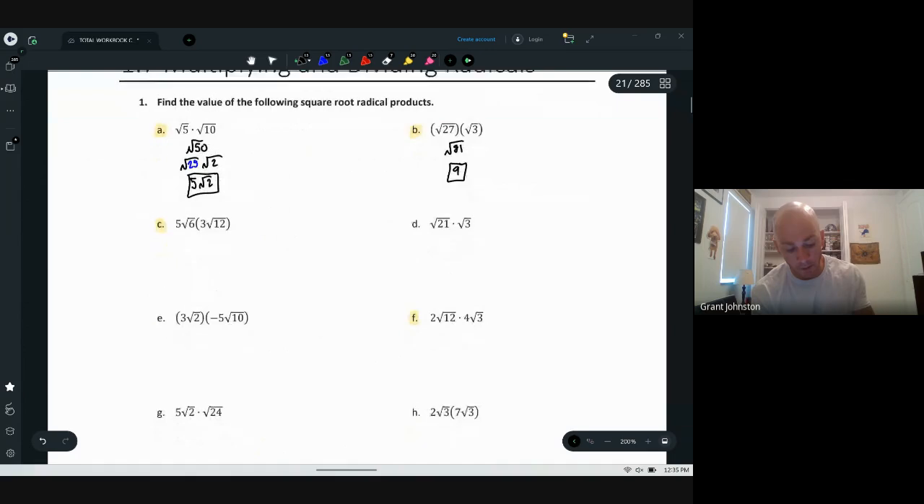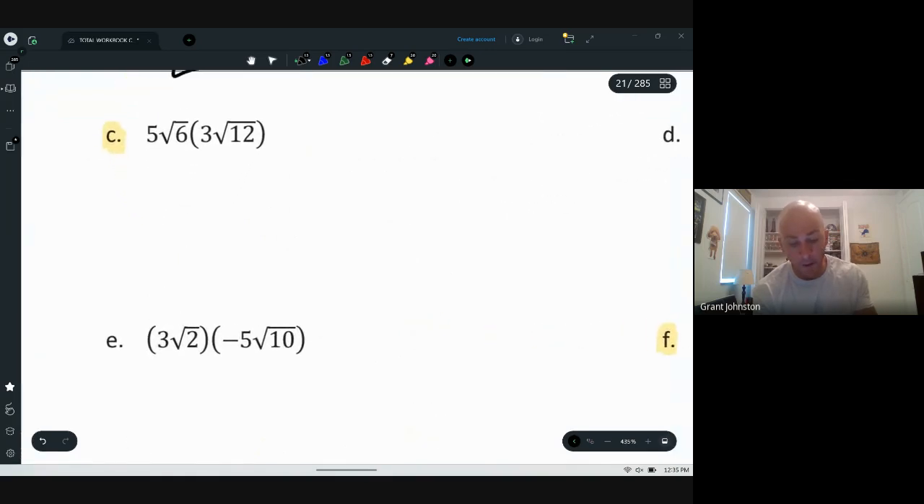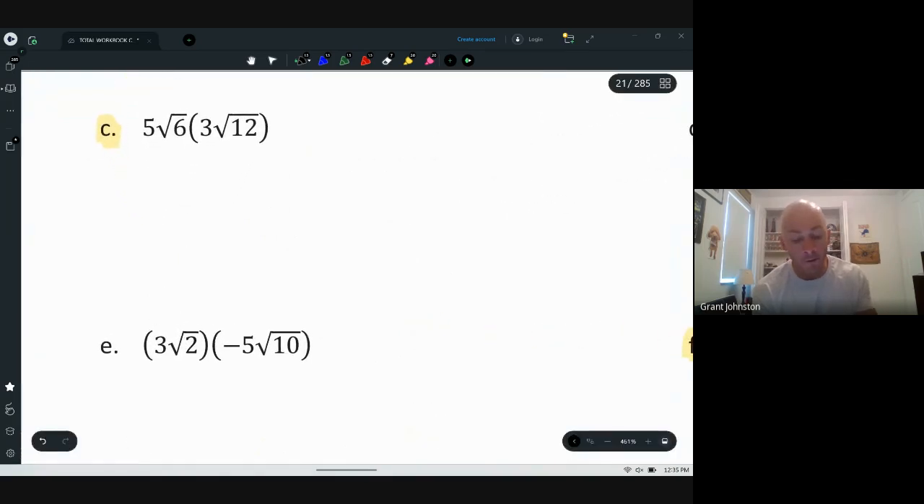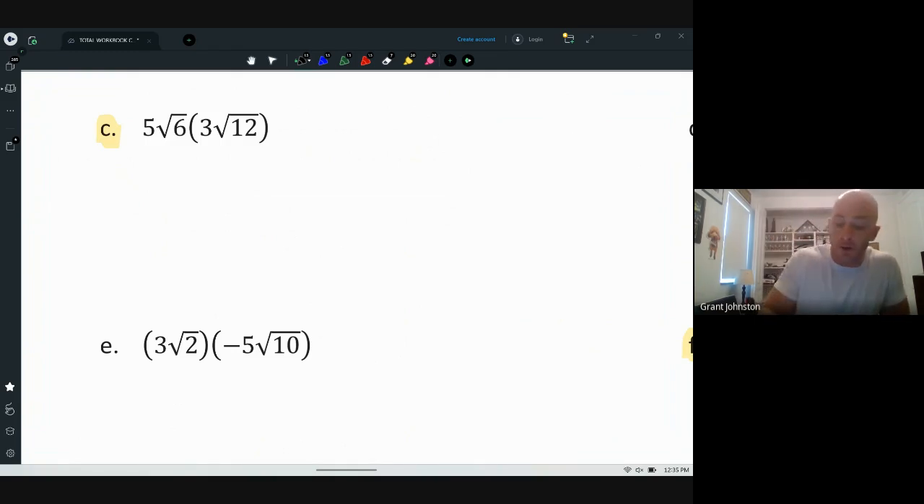Let me do C. Now we have a couple of coefficients in front of the radical. What you're going to do is multiply the 5 times the 3, and you're also going to multiply the 6 times the 12. We're just going to keep them separated. So 5 times 3 is 15. And the 6 times 12, those are what are under the radical, so 6 times 12 is 72.